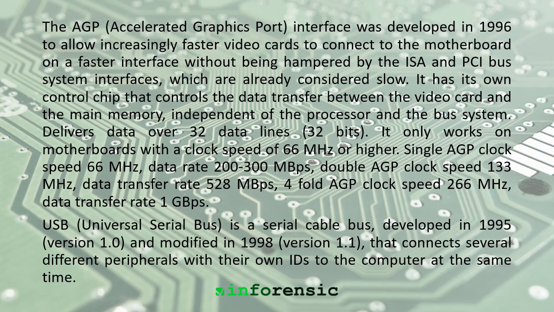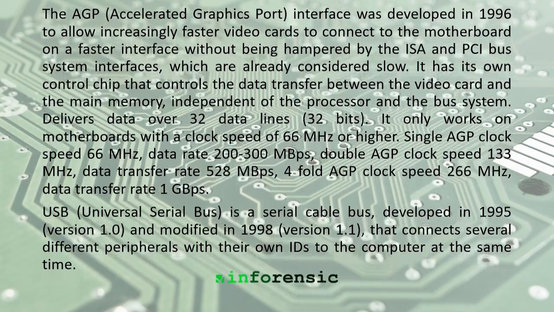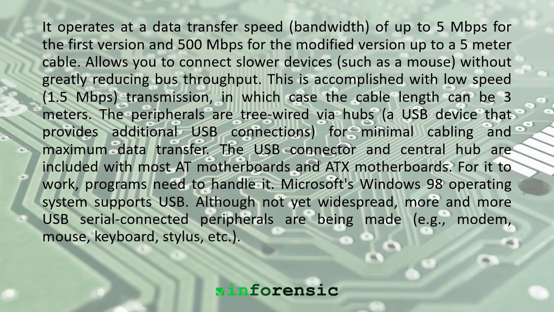USB, Universal Serial Bus, is a serial cable bus developed in 1995, version 1.0, and modified in 1998, version 1.1, that connects several different peripherals with their own IDs to the computer at the same time. It operates at a data transfer speed, bandwidth, of up to 5 megabits per second for the first version and 500 megabits per second for the modified version, up to a 5-meter cable.